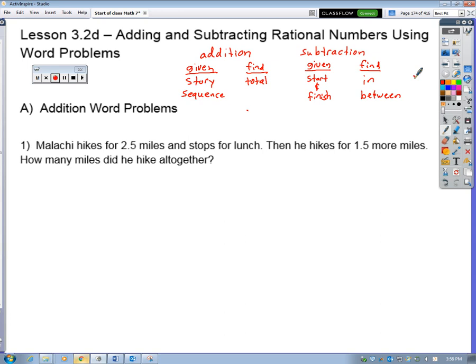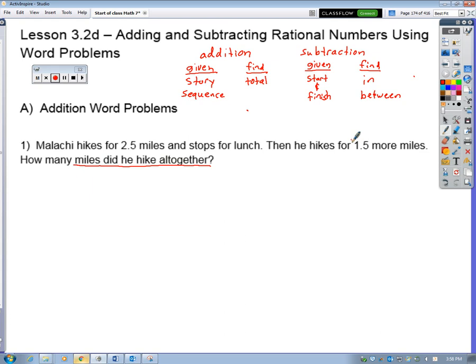Okay, first word problem. Malachi hikes for 2.5 miles and stops for lunch. Then he hikes for 1.5 more miles. How many miles did he hike altogether? Okay, here's our story. See, it follows this addition word problem. He did this and then he did that. Alright, it's like a story, two things going together.